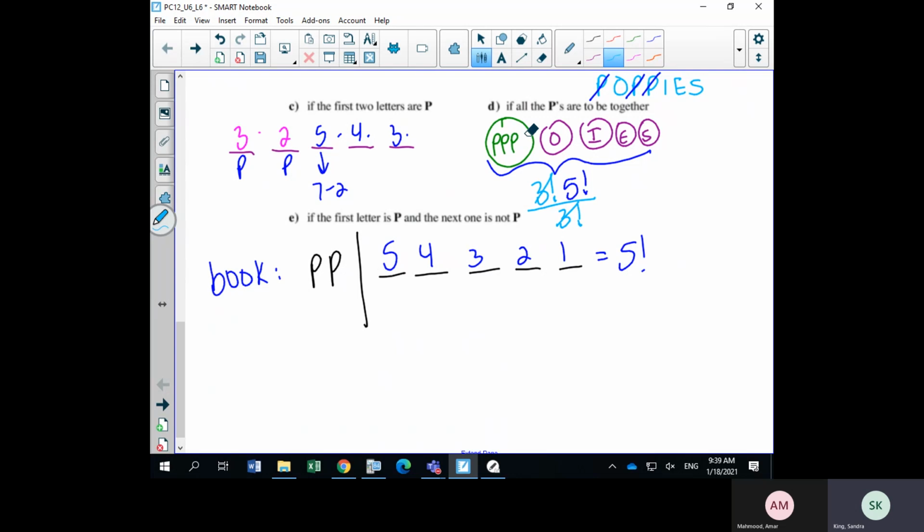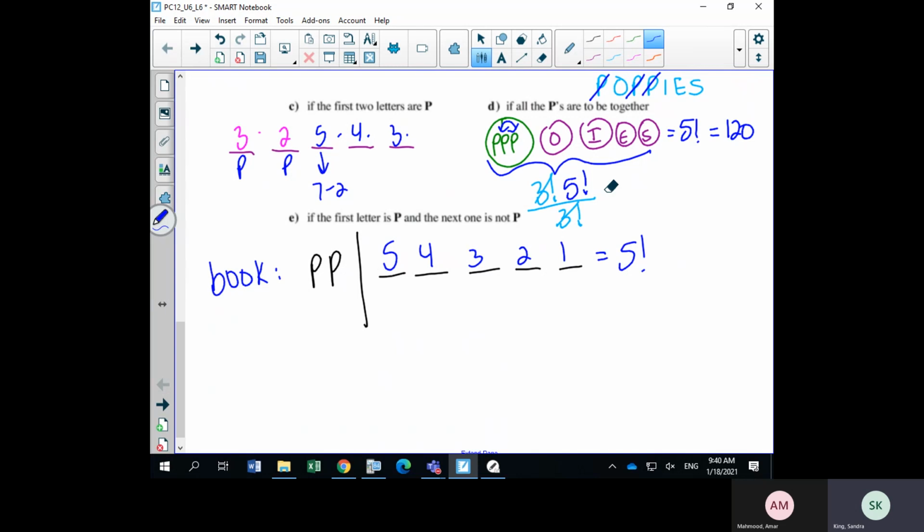Right? Some students would say, Mrs. King, well, do you even need to do that 3 factorial? Because P and P is going to be the exact same thing as if you switch these 2 around, right? So you're right. Because these are 3 of the same letters, I technically don't need to write 3 factorial and then divide it by 3 factorial. But the answer for this question is just 5 factorial. Okay, so the answer is 5 factorial. 5 factorial is 120.